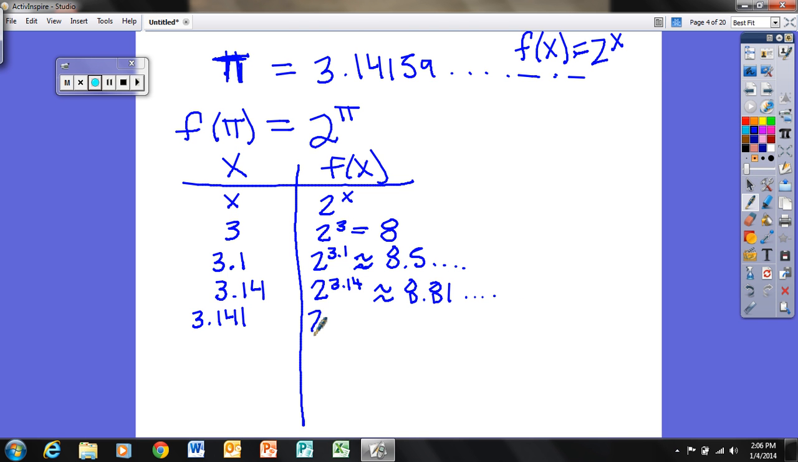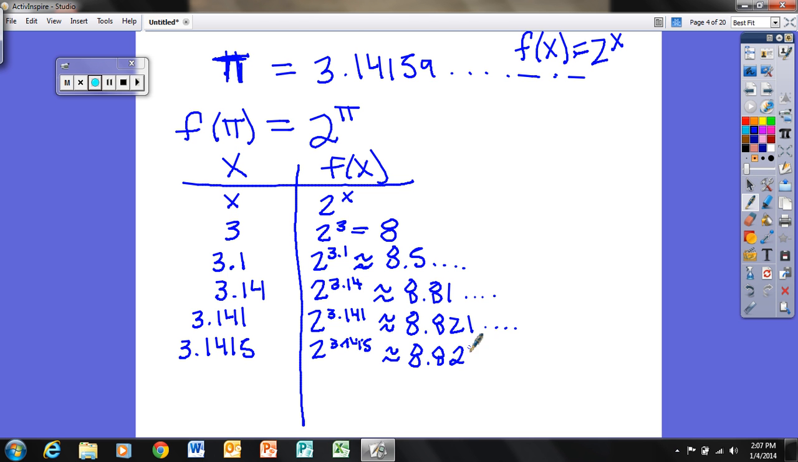3.141. So if I do 2 to the 3.141, it's going to be approximately 8.821. 3.1415. Same thing, this kind of gets a little bit redundant here. And we get 8.8244 this time.